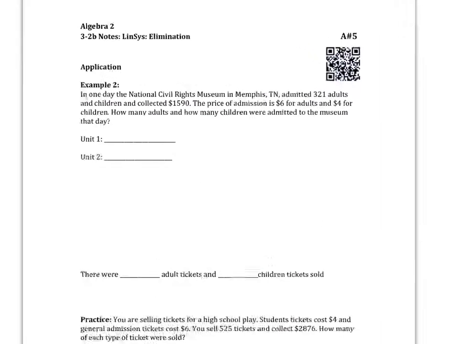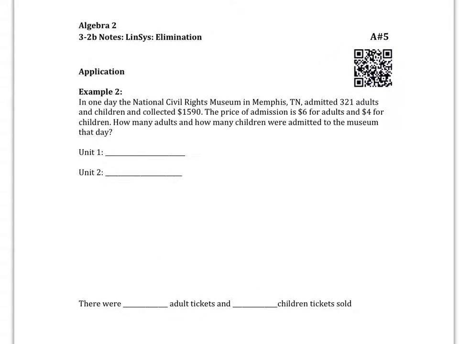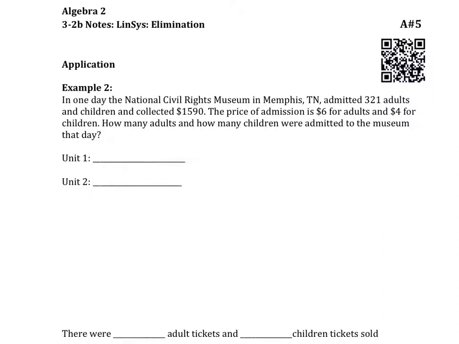The last thing we want to walk through is an application, and that looks like this. In one day at the National Civil Rights Museum in Memphis, Tennessee, they admitted 321 adults and children, and they collected $1,590. The price of admission is $6 for adults, $4 for children. So how many adults and how many children were admitted to the museum that day?